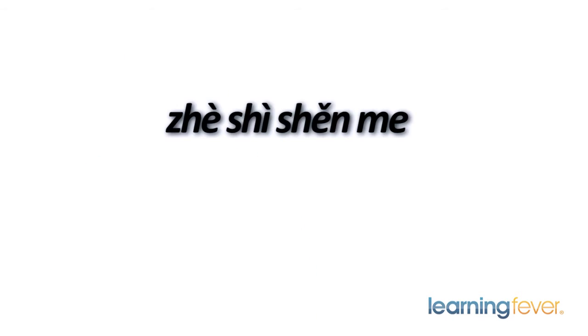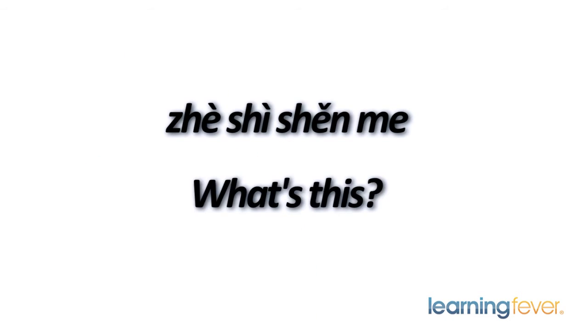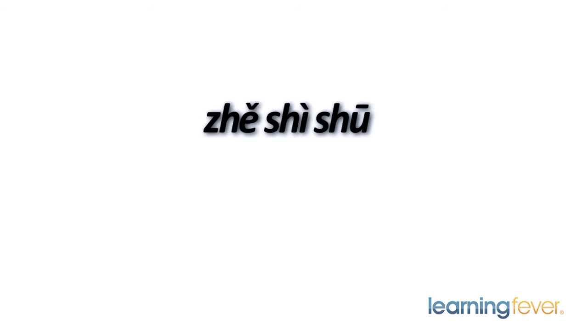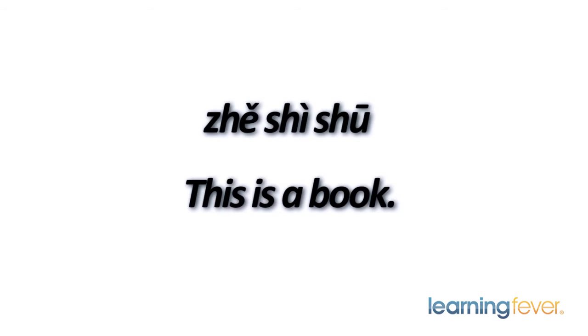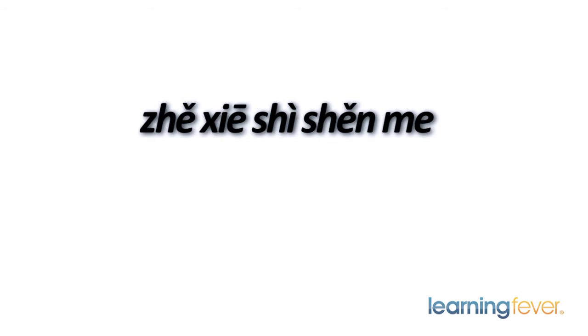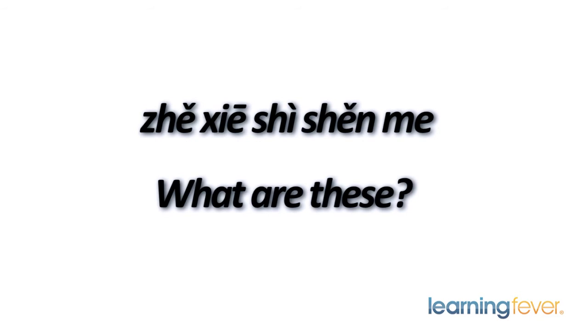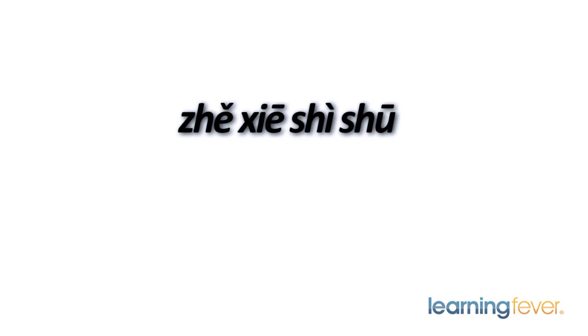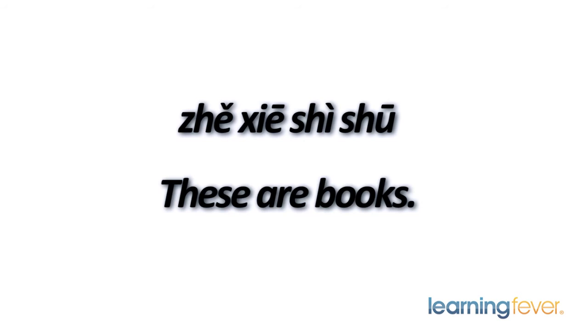In this lesson, we have learned 这是什么? What's this? 这是书. This is a book. 这些是什么? What are these? 这些是书. These are books. This is the end of the lesson. Next, we will learn how to use that and those in a sentence.